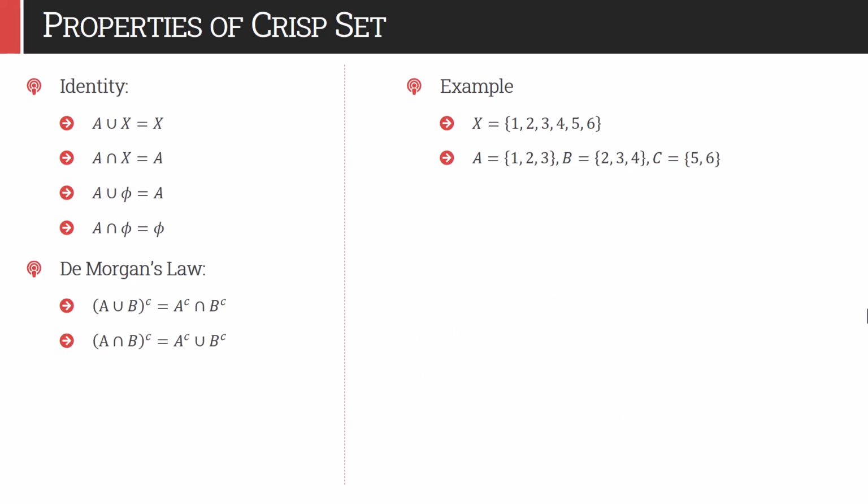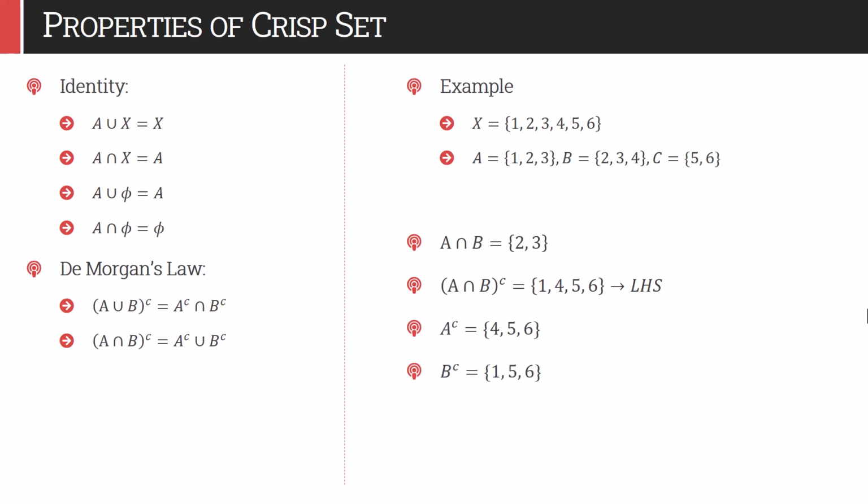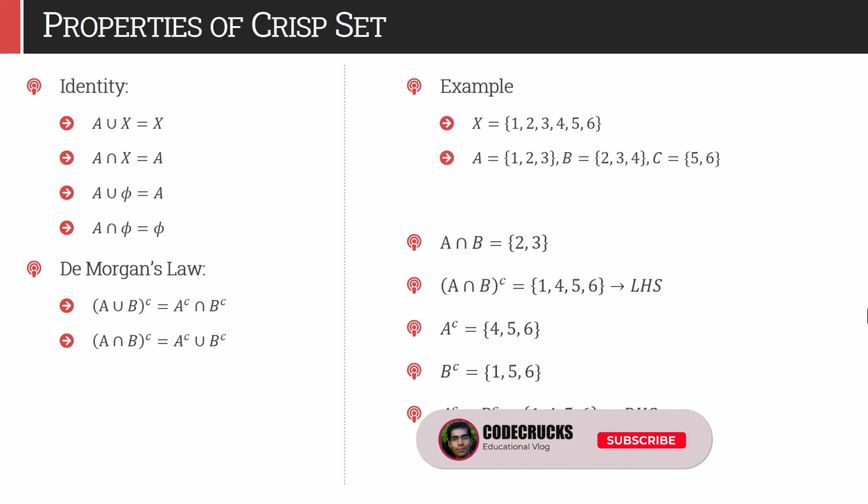The second rule of De Morgan is (A intersection B) complement is the same as A complement union B complement. Let us compute A intersection B first, which is 2, 3, and the complement of that is 1, 4, 5, 6. A complement is 4, 5, 6. B complement is 1, 5, 6 and the union of both is 1, 4, 5, 6. So here as well we can see LHS is equal to RHS and hence both of De Morgan's laws are true.